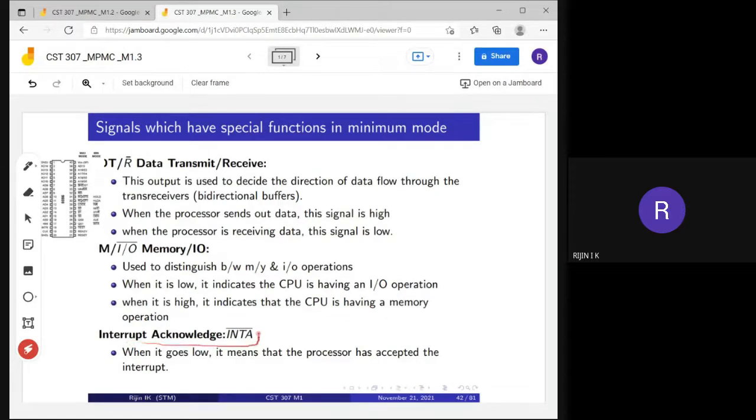Then next pin is interrupt acknowledgement pin. Okay, interrupt acknowledgement pin എന്ന് പറഞ്ഞാൽ ഇതൊരു acknowledgement സെൻഡ് ചെയ്യലാണ്. That means ഒരു ഇന്ററപ്റ്റ് വന്നു കഴിഞ്ഞാൽ പ്രോസസ്സർ ആ ഇന്ററപ്റ്റ് അക്സെപ്റ്റ് ചെയ്തു എന്നുള്ളതിന്റെ അക്നോളജ്മെന്റ് സെൻഡ് ചെയ്യുന്നതിന് വേണ്ടിയിട്ടാണ് ഇന്ററപ്റ്റ് അക്നോളജ്മെന്റ് പിന്ന് യൂസ് ചെയ്യുന്നത്. That means when it is low, it means that processor accepted the interrupt. Okay, പ്രോസസ്സർ ഇന്ററപ്റ്റ് അക്സെപ്റ്റ് ചെയ്തു എന്ന് കാണിക്കും.